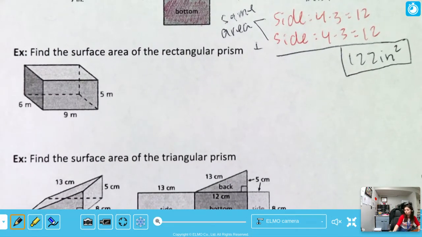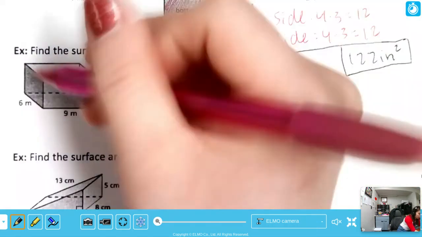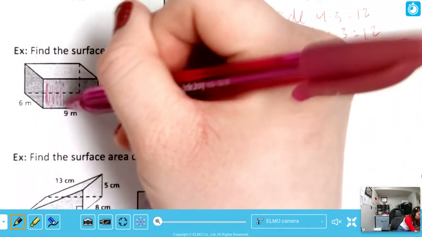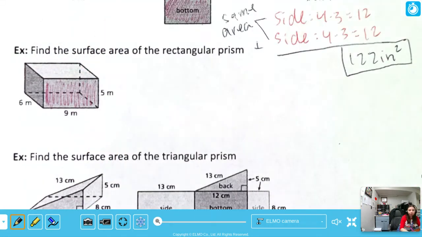Well, it's kind of difficult to draw a net, but you could do that. But what else could you do instead? I'm going to show you. So I'm going to pick the face that jumps out at me first, which to me is the front. The front's the one I notice first. So I'm going to go ahead and color in the front in pink.